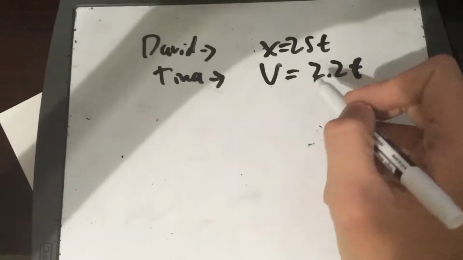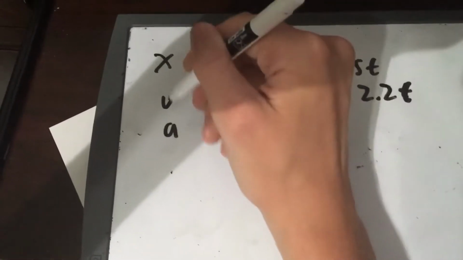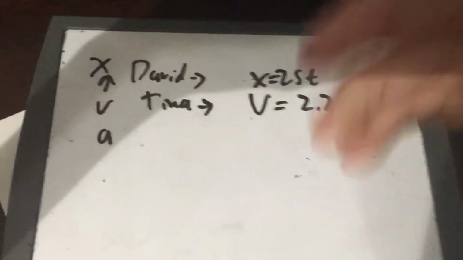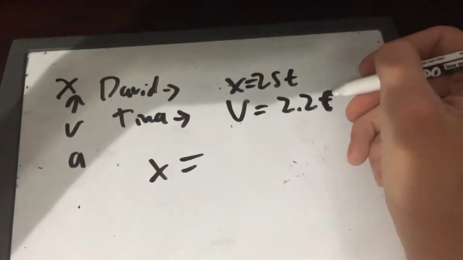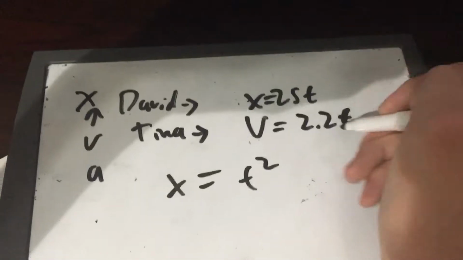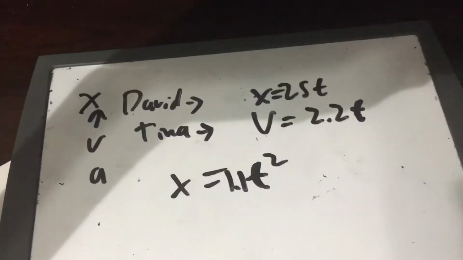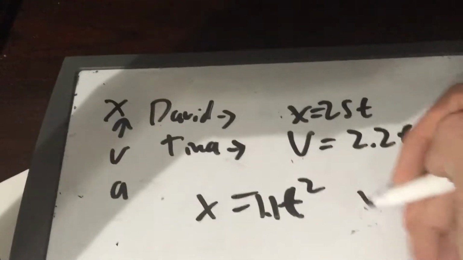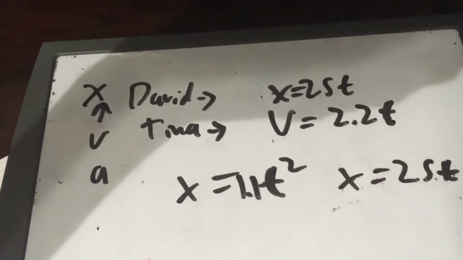So first of all, I have to figure out Tina's formula for displacement. If I know her formula for velocity, I can take the antiderivative, since we have x, v, a, and going up is antiderivative. So we have x for Tina equals 2.2 t squared over 2, and 2.2 divided by 2 is 1.1. We know her initials were both 0, so we don't have to do anything else. So now these are the two equations that we have for their position.